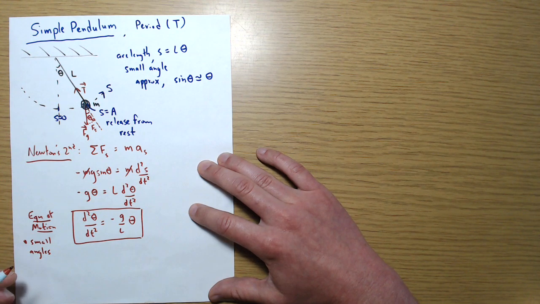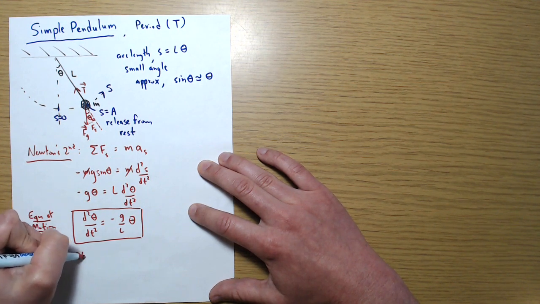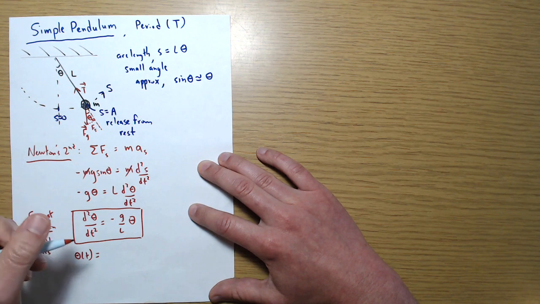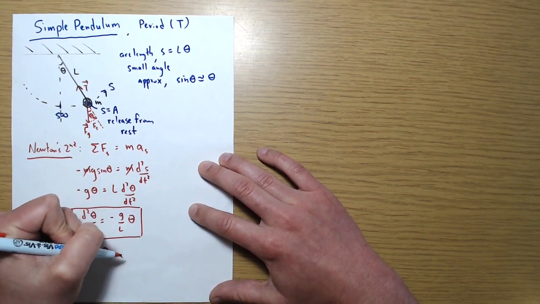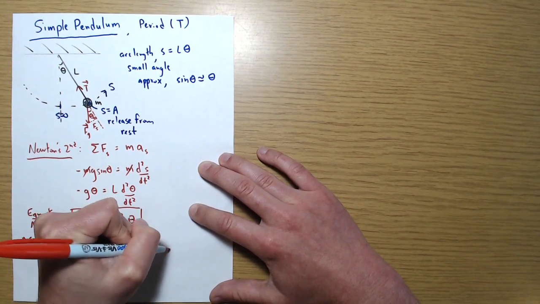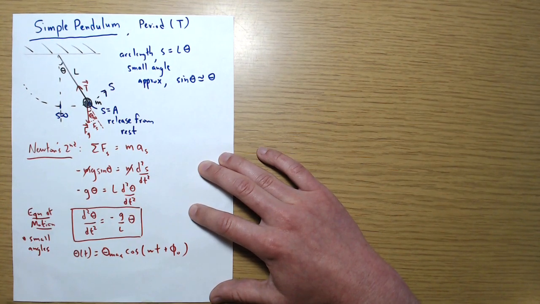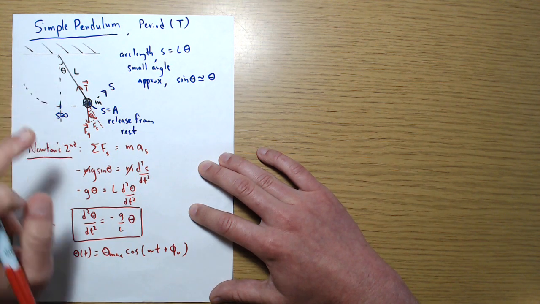Well, just a sinusoidal function. That means either a sine or a cosine. So I'm just going to choose a cosine. I'm going to write theta as a function of time equal to some theta max times cosine of omega t plus phi naught. Now, theta max is the angle that it's released from. That's my theta right here.